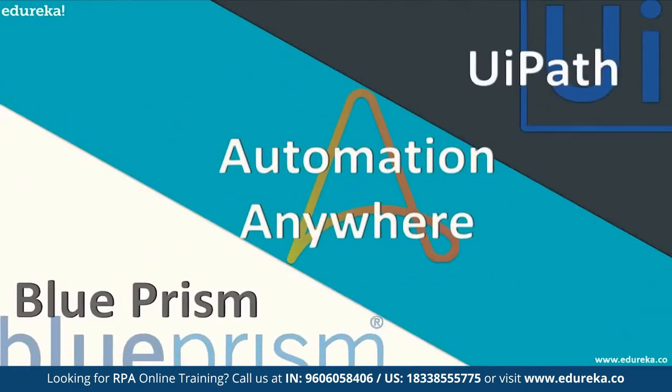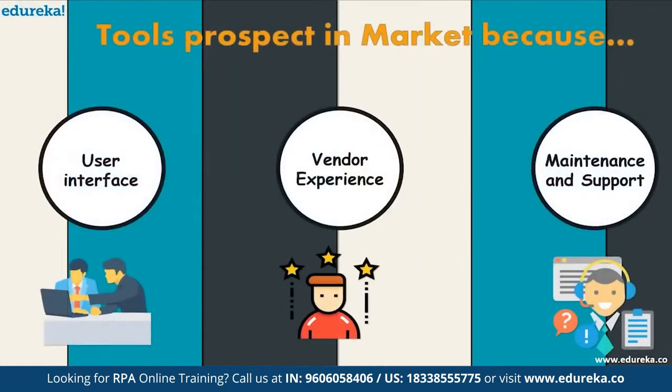Now, how do you think RPA is applied in these industries, as in the world of RPA, physical robots do not work? Well, the RPA is applied in the industries using the enormous amount of tools it has on a day-to-day basis. The most popular tools are UiPath, Blue Prism, and Automation Anywhere. These tools prosper in the market because of their user interface, vendor experience, maintenance, and support, and so on.